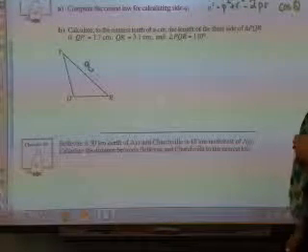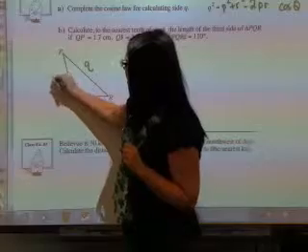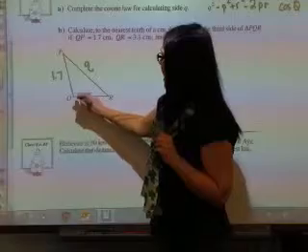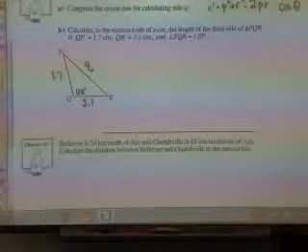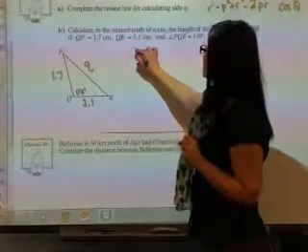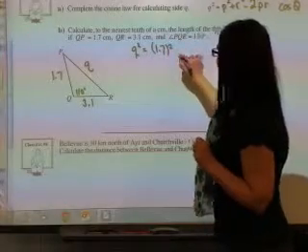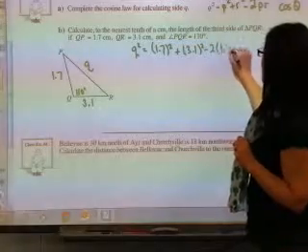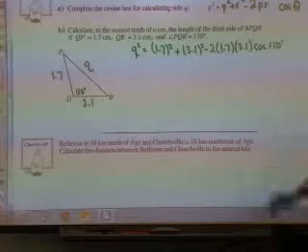So now if we label this triangle with the measurements we were given, QP equals 1.7, so Q to P. Q to R is 3.1, and angle Q is 110 degrees. So if I put that into this formula, Q squared equals 1.7 squared plus 3.1 squared minus 2 times 1.7 times 3.1 times cos 110 degrees.